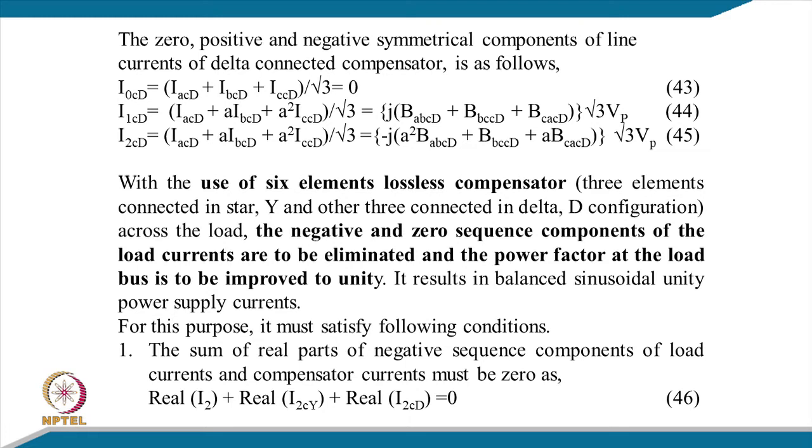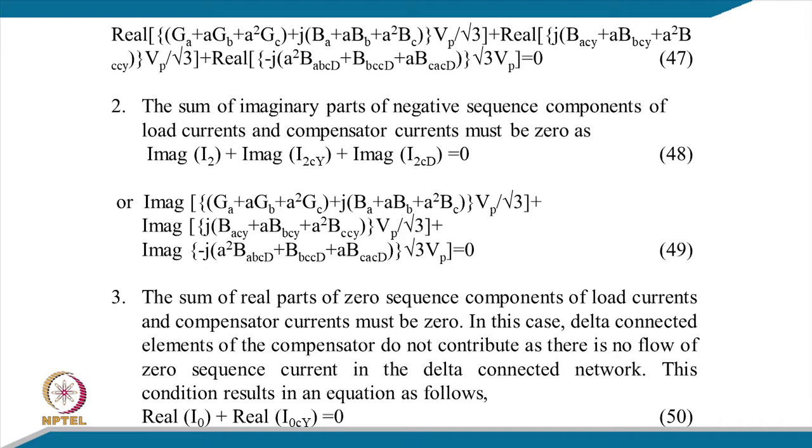So, for this purpose it must satisfy the following conditions. The first condition is that the sum of the real parts of the negative sequence components of load current and compensator current must be 0. It means the negative sequence component of the load current should be compensated by the real part of the negative sequence current of both the compensators. So, real I2, that is the load negative sequence current real component, plus the star connected compensator real I2CY and the real part of I2CD must be equal to 0.